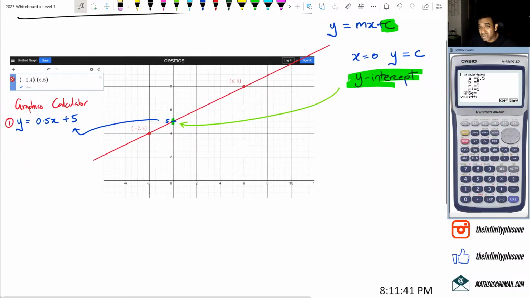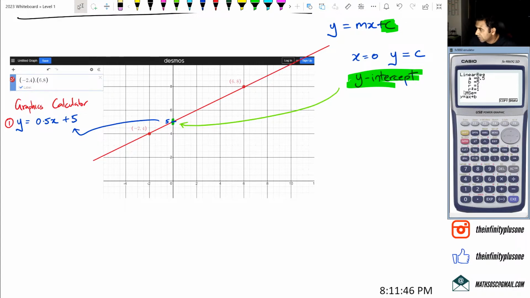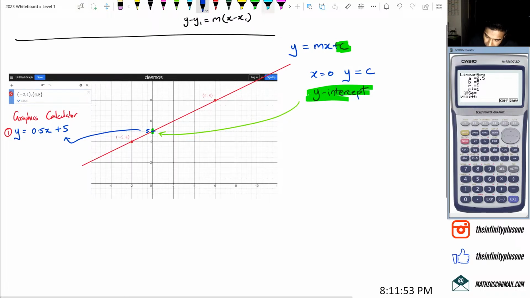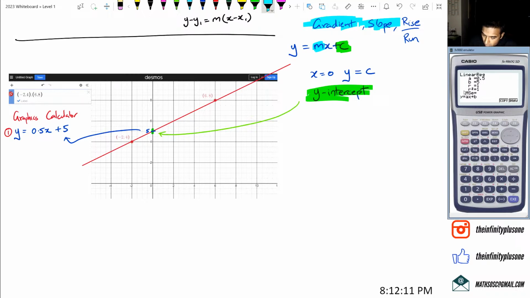Sometimes you can pick the y-intercept from the graph straight away. Other times you have to prove it. So that's pretty much the y-intercept. Now the next thing is the m itself. The m is also known as the gradient. It is also known as slope. Some people say it as rise over run. All of these things are just different words for the gradient.